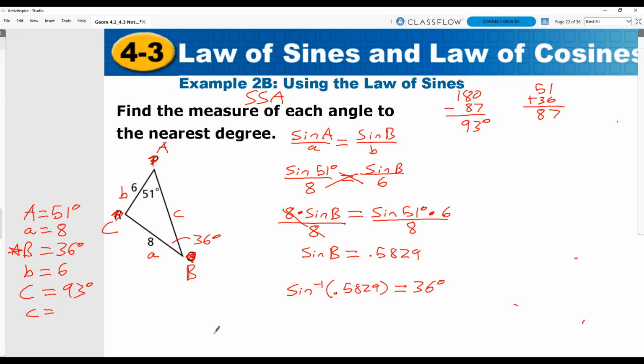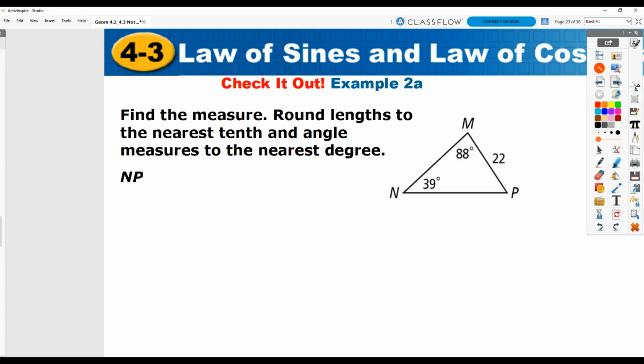All right, nice job, guys, getting that worked out. Hopefully that worked out okay for you, all those calculations. Now I got one for you guys to do, and then we'll take a look at your answer and see how you're doing on using law of sines.